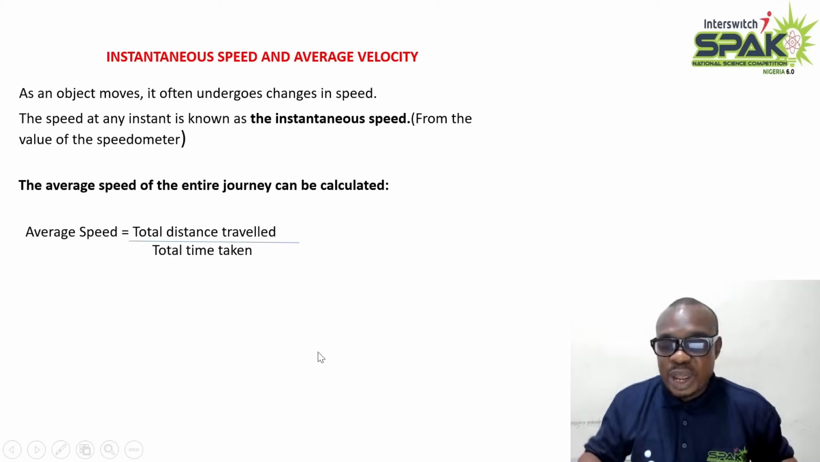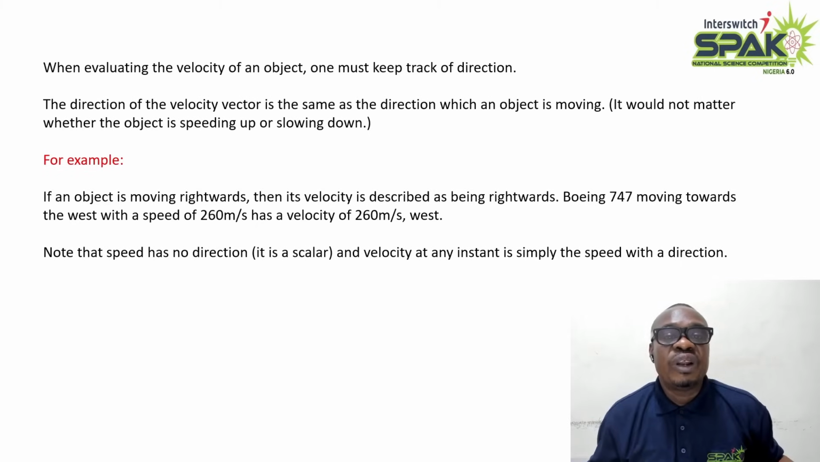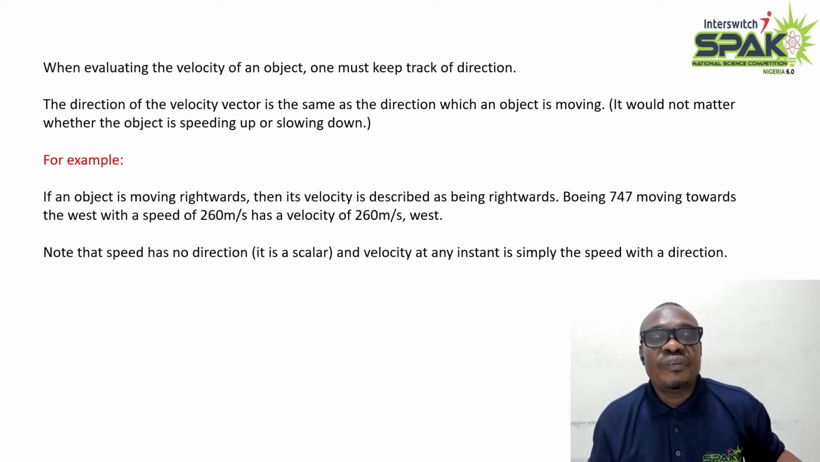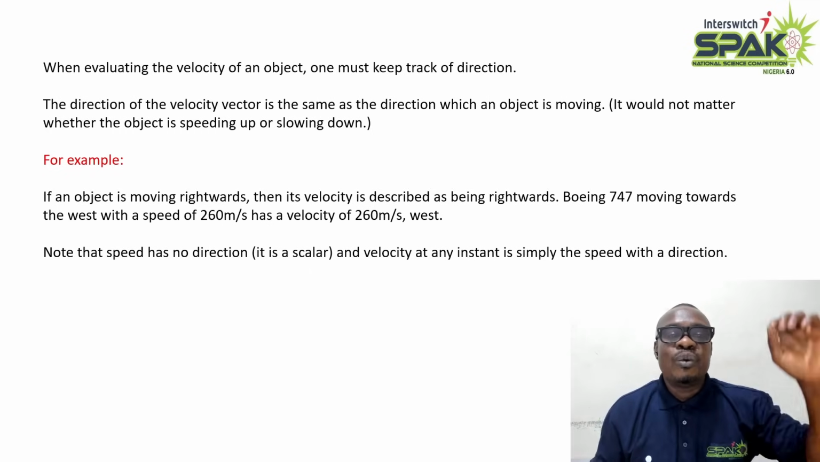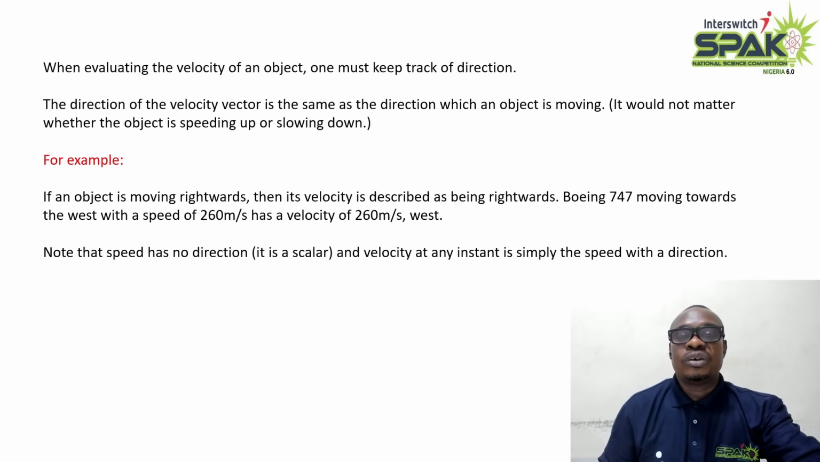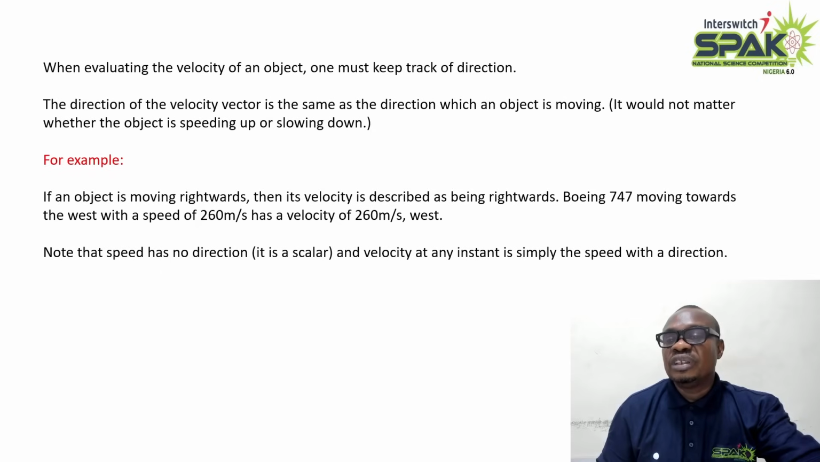So that is what we have here. It says, when evaluating the velocity of an object, one must keep track of direction. The direction of the velocity vector is the same as the direction in which an object is moving. It would not matter whether the object is speeding up or slowing down. For example, if an object is moving rightwards, then its velocity is described as being rightwards. A Boeing 747 moving towards the west with a speed of 260 meters per second has a velocity of 260 meters per second west, in that same direction.